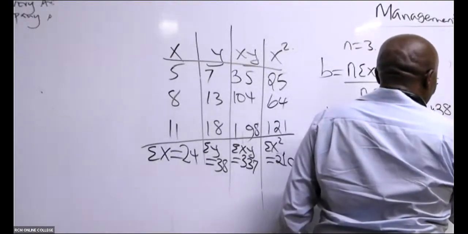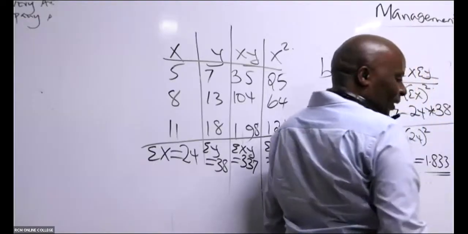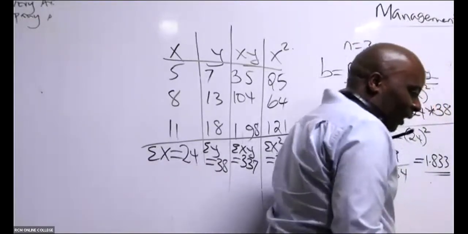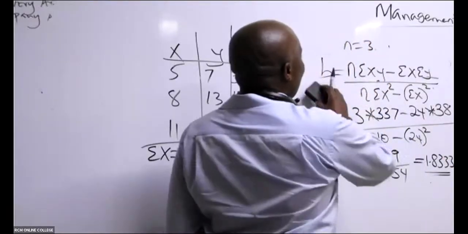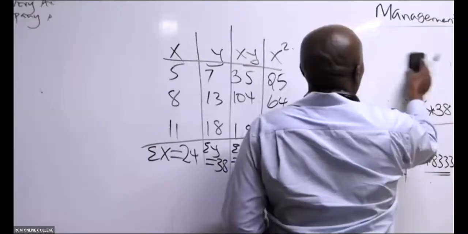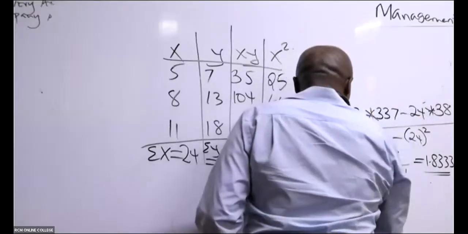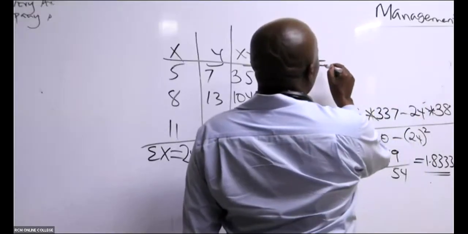1.833, like this. Thank you so much. 1.833, 4 decimal places. So then having gotten B, we should be able to go ahead and get what here? Somebody? A. So our A will be equal to who?